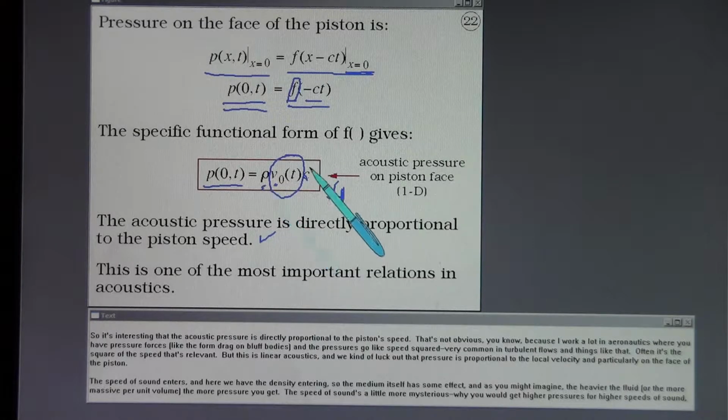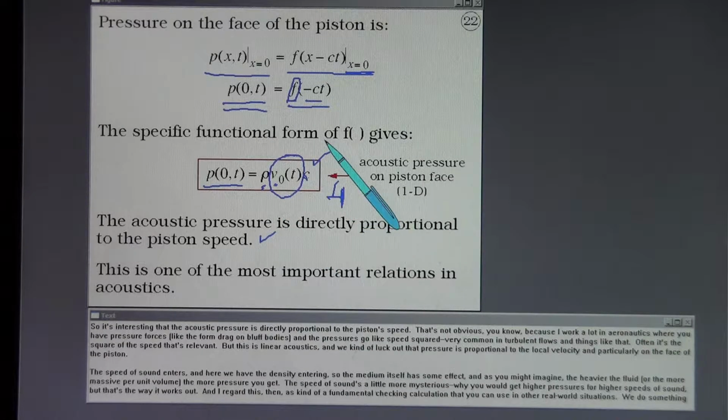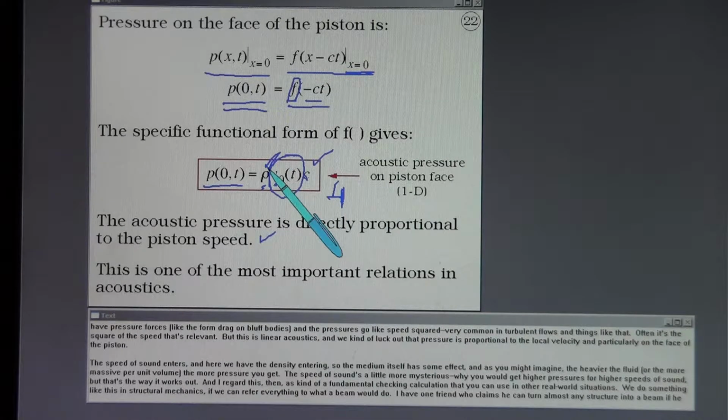The speed of sound enters, and here we have the density entering. So the medium itself has some effect, and as you might imagine, the heavier the fluid or the more massive per unit volume, the more pressure you get. The speed of sound is a little more mysterious, why you would get higher pressures for higher speeds of sound, but that's the way it works out.